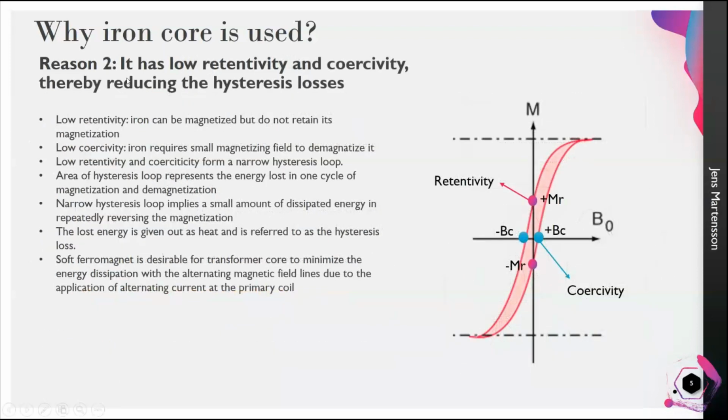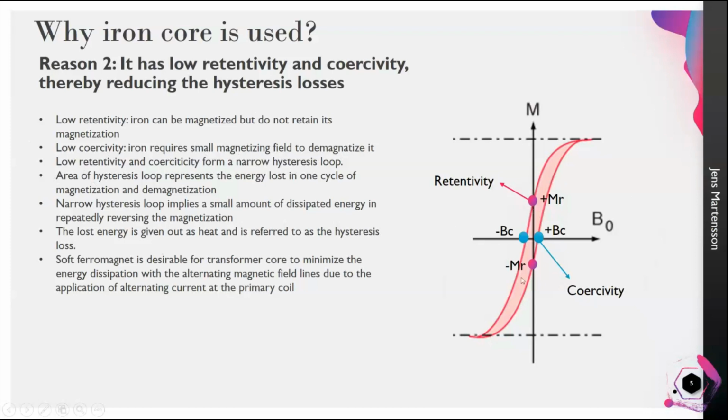Secondly, iron core has low retentivity and coercivity, thereby reducing the hysteresis losses. Low retentivity means that iron can be magnetized but does not retain its magnetization, while low coercivity means that iron requires a small magnetizing field to demagnetize it. Hence, low retentivity and coercivity will form a narrow hysteresis loop as shown in this picture.